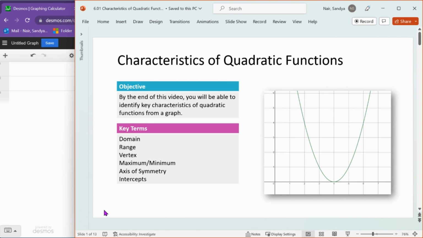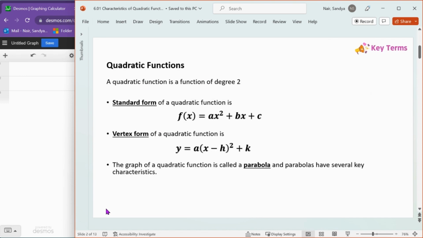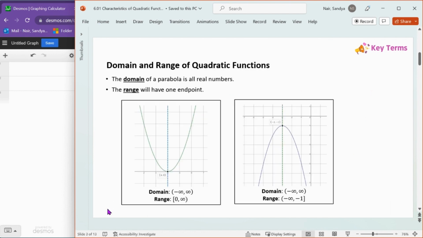In this video, we're going to talk about the key characteristics of a quadratic function from its graph. So a quadratic function is a function of degree 2. Standard form of a quadratic function is f of x equals ax squared plus bx plus c. Vertex form of a quadratic function is y equals a times (x minus h) squared plus k. The graph of a quadratic function is called a parabola, and parabolas have several key characteristics.